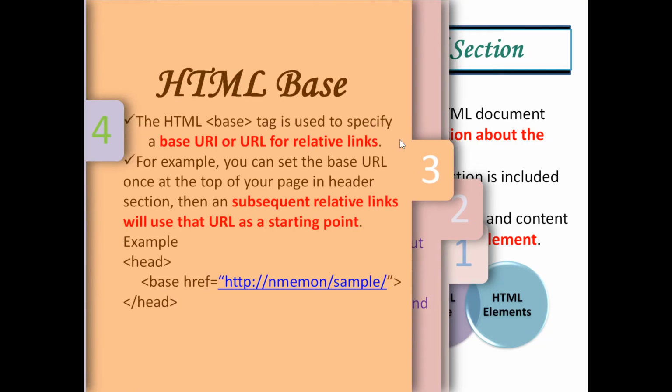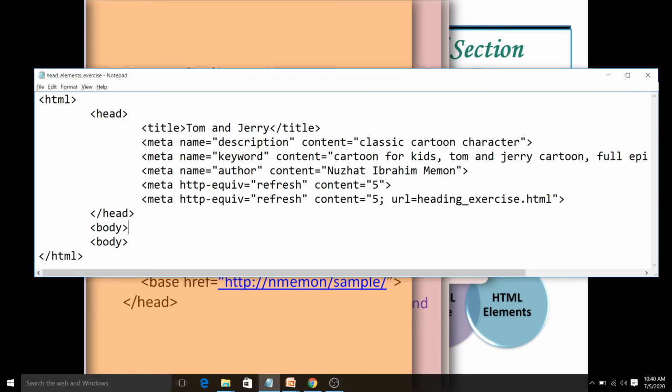Here we will see HTML base. Suppose I want to display 3 to 4 images on my web page. For that I need to use the image tag with the attribute src. In the body tag I will write the image tag with the src attribute and I will specify my file name here.